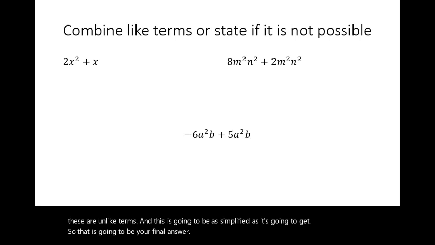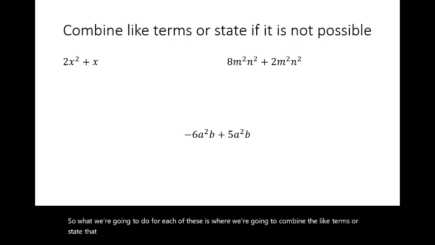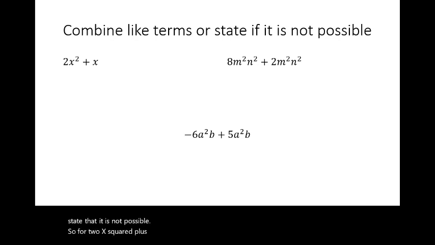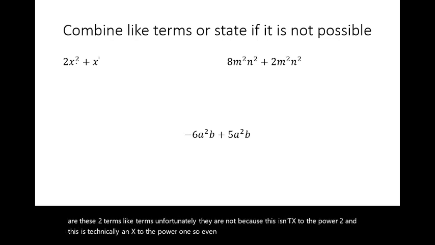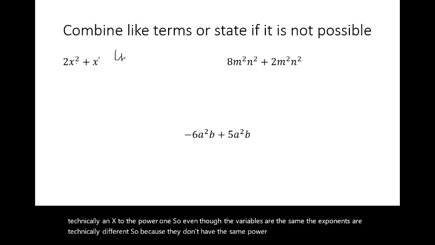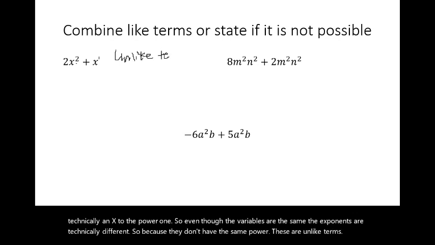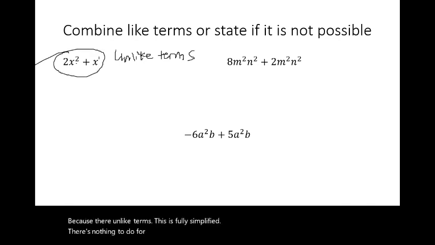So what we're going to do for each of these is we're either going to combine the like terms or state that it is not possible. So for 2x squared plus x, are these two terms like terms? Unfortunately, they are not, because this is an x to the power 2, and this is technically an x to the power 1. So even though the variables are the same, the exponents are different. So because they don't have the same power, these are unlike terms. Because they're unlike terms, this is fully simplified. There's nothing to do for this. This expression is fully simplified. There's nothing we can do with it. They're unlike terms.